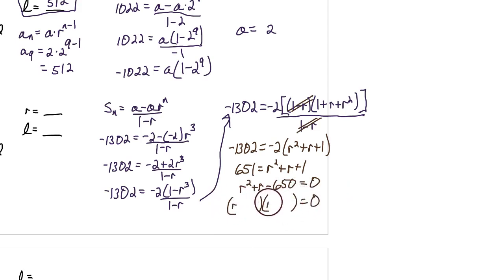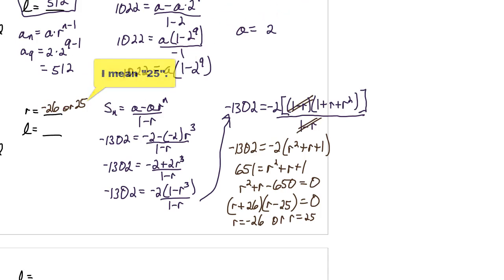r times r, positive times negative, and 26 times 25, which makes 650. In the first parentheses, r is negative 26. And in the other parentheses, r is positive 25. So there's actually 2 different possibilities for r. So over here where we were going to write our answer, it could be negative 26 or positive 25.